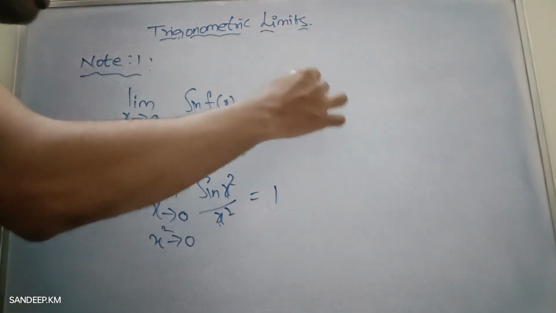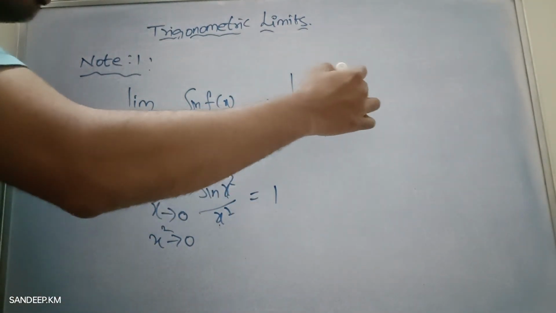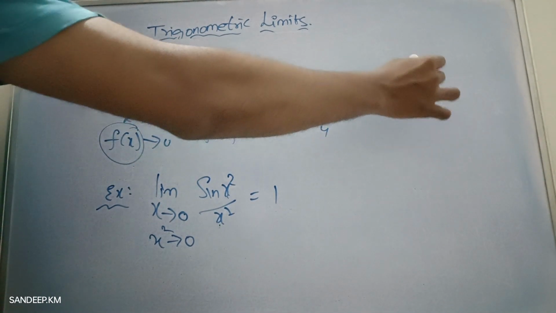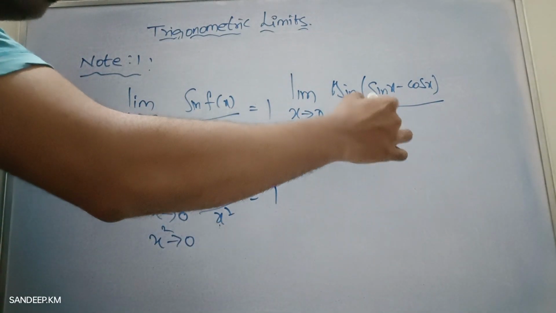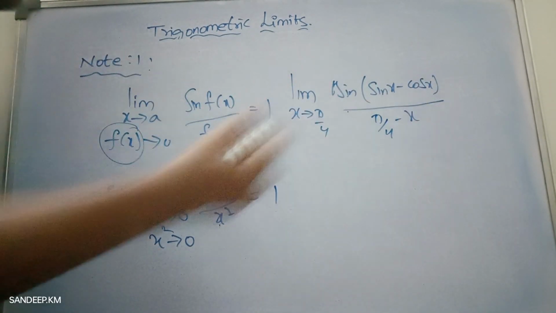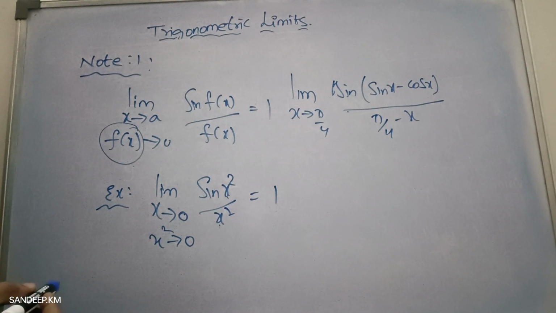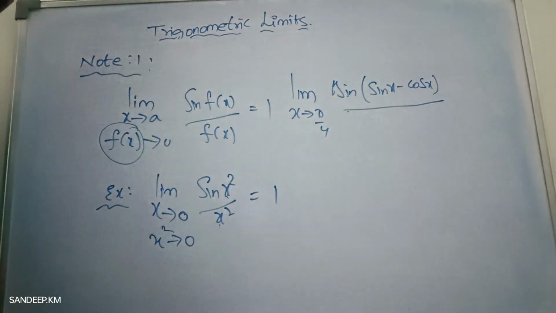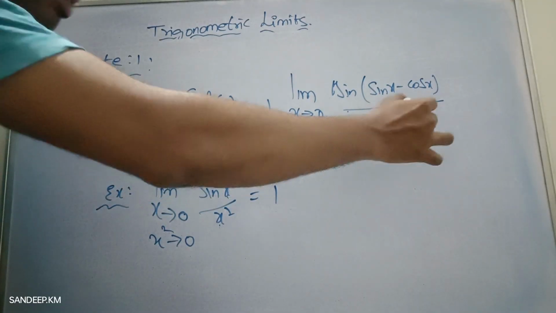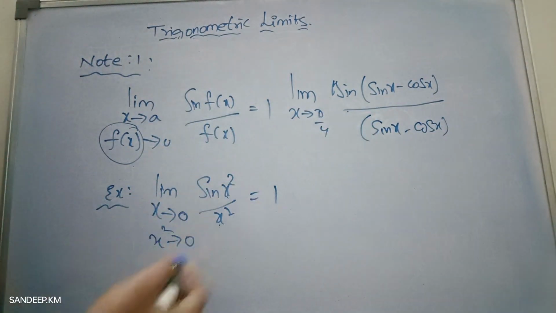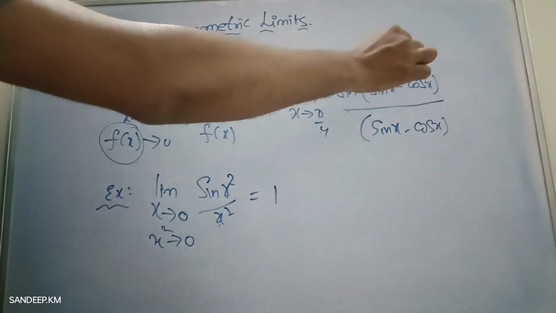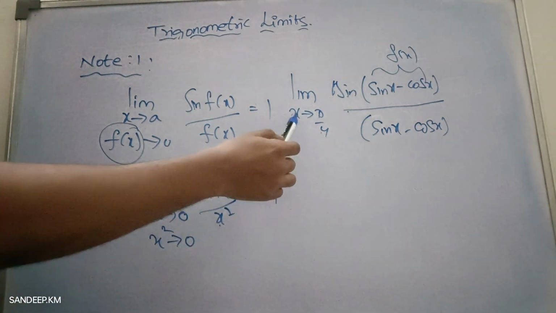Another example, limit x approaches pi by 4, sin of sin x minus cos x divided by pi by 4 minus x. Observe, what is it? Limit x approaches pi by 4, sin of sin x minus cos x divided by pi by 4 minus x. Or let me take it as sin x minus cos x only. Later in examples we will see how to simplify these kind of questions. When x is approaching pi by 4, this is f of x. And f of x is taking what value? When I substitute x as pi by 4.